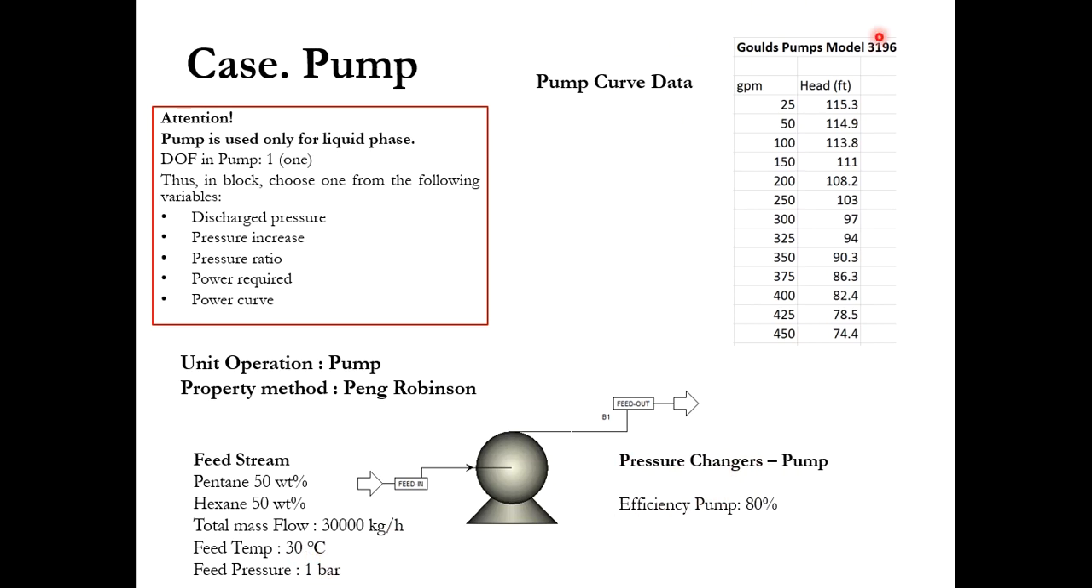But now, if you look at this pump curve data, Goulds pump model 3196, this is specific data related to a pump. The curve shows the real-time data between the flow rate and the developed head. The flow rate is given in GPM, gallons per minute, and the head is in feet. So this data we will use in Aspen Plus to simulate the pump. How will we use it?